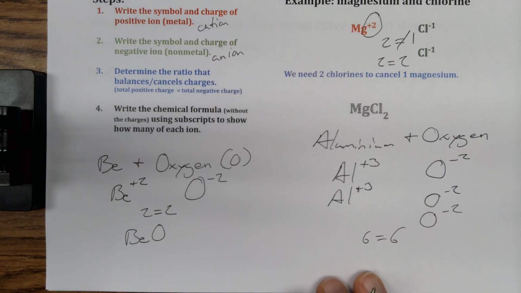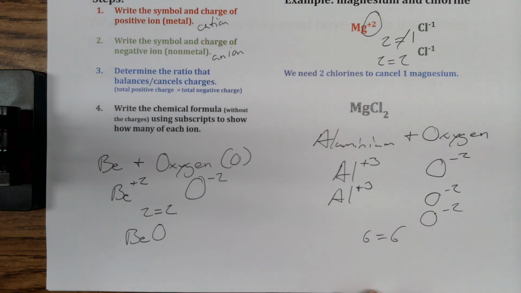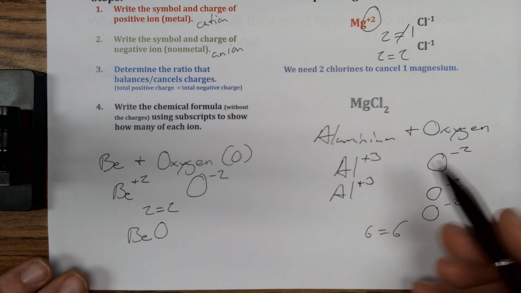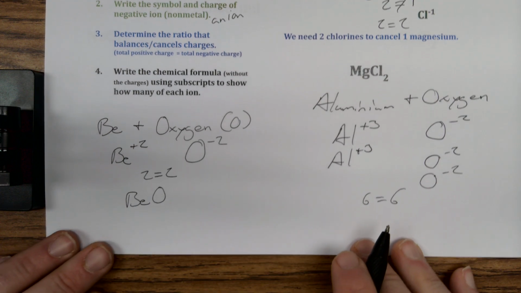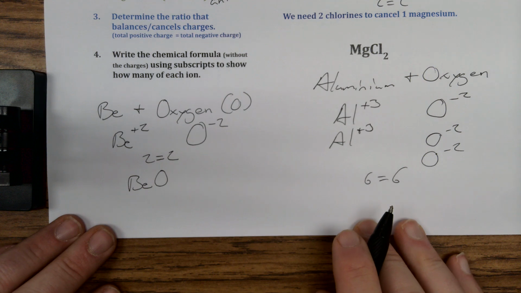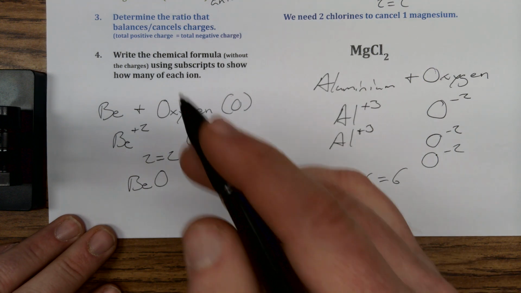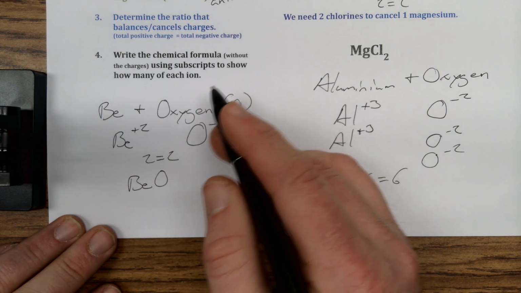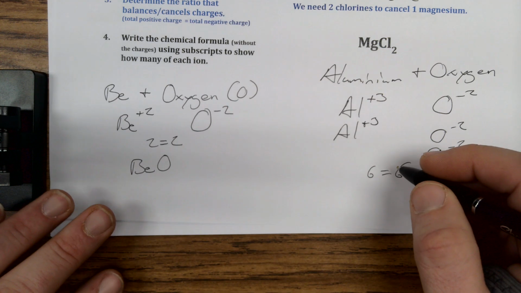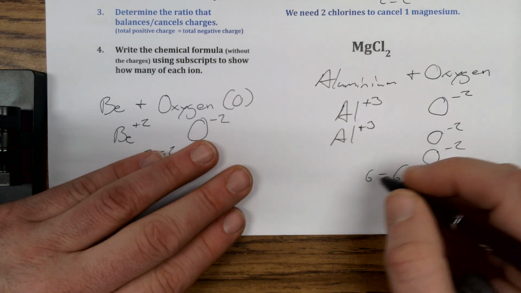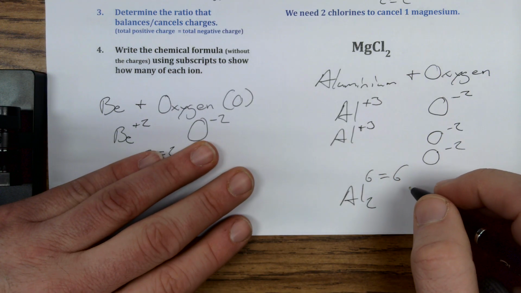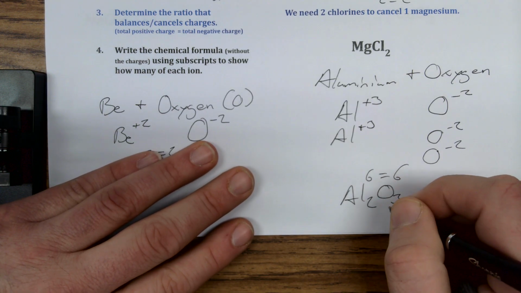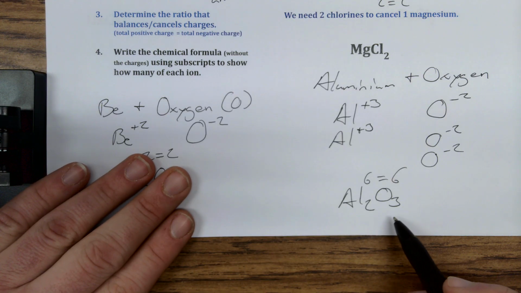So that was step 3. Determine the ratio that balances and cancels each other. My positive charges, +6, have to balance out with my negative charges, 6. So, number 4, write the chemical formula without the charges, using the subscripts to show how many you use of each ion. How many aluminums did I use? I used 2. How many oxygens did I use? 3. Aluminum oxide is Al2O3.